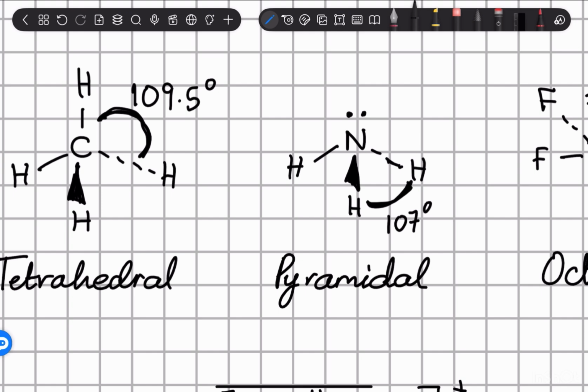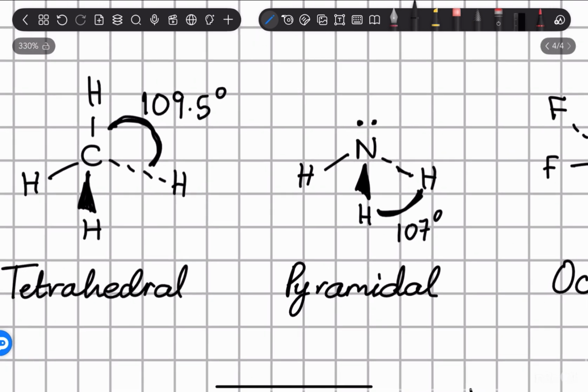being strong. So its shape is pyramidal because if you put this molecule on a paper, it would resemble a pyramid because of the way it has a triangular base. So it's pyramidal.